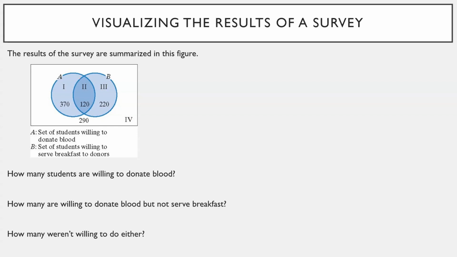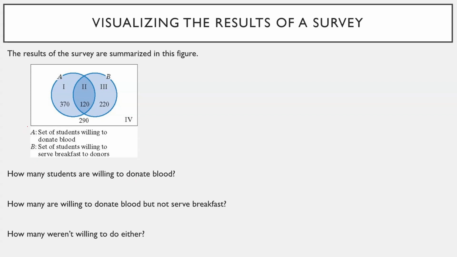Basically, there's a survey and they ask students two questions. One, are you willing to donate blood, or are you willing to serve breakfast to people who are donors? Maybe there are some people who are willing to do both, and that's the overlap here. What these numbers represent is how many unique students fall into each of these regions.